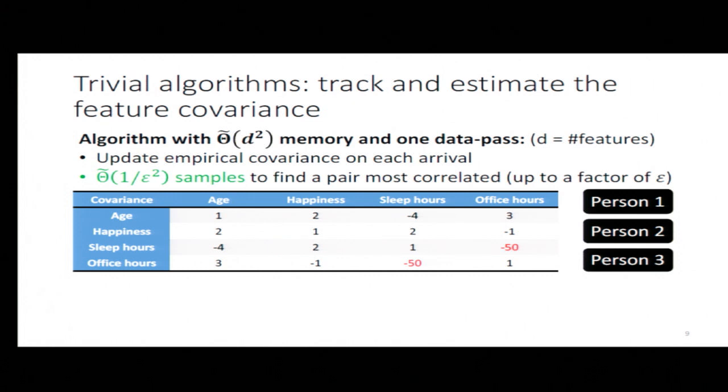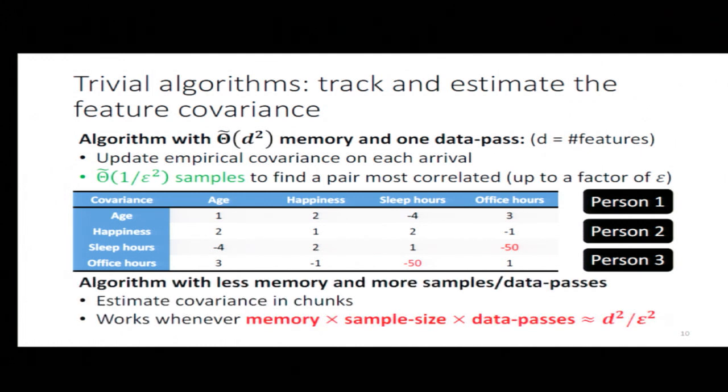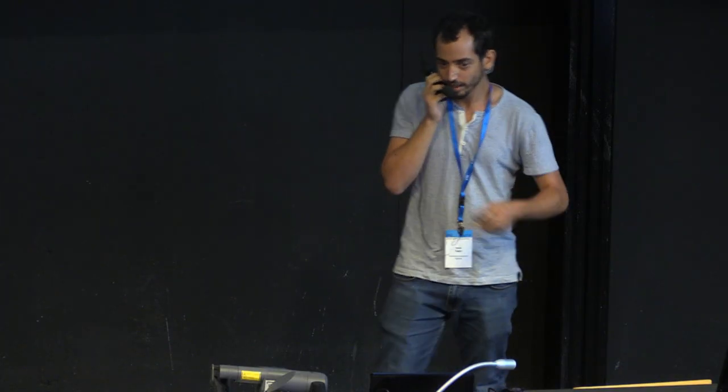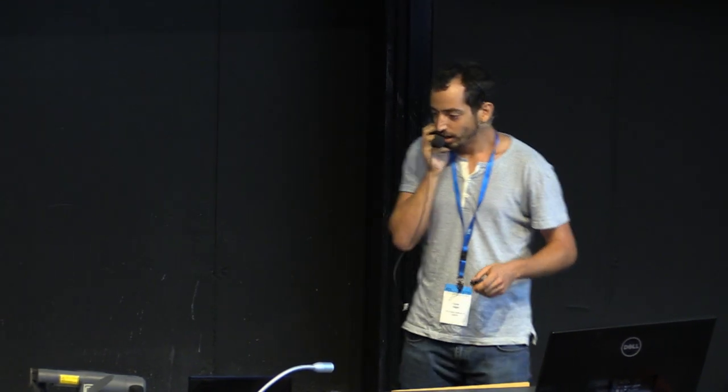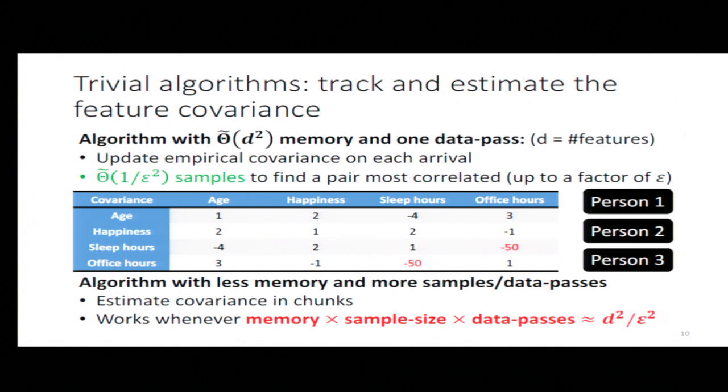And additionally, in order to get an epsilon optimal pair, you need roughly 1 over epsilon squared samples. Now, what can you do if you have less memory? So you can still find the correlation, but you'll need more samples or data passes. For instance, if you have just a little bit of memory, then you can perform d-squared data passes, and in each data pass, you can estimate one covariance entry. And this way, you can find the largest correlation.